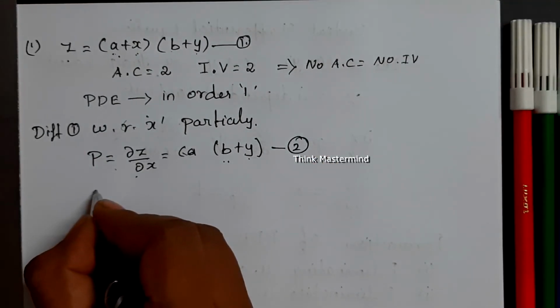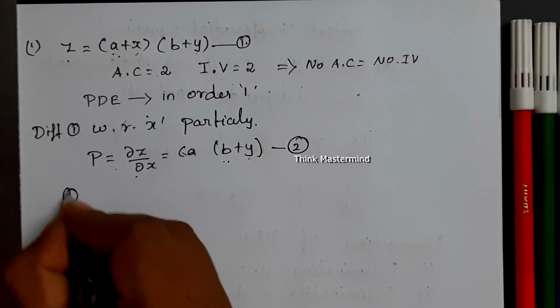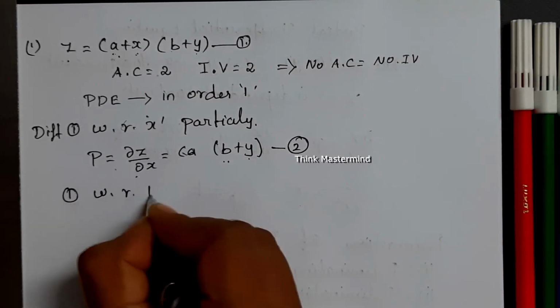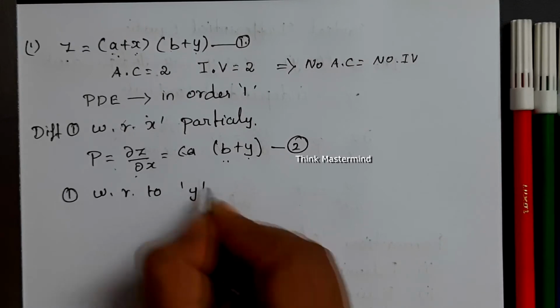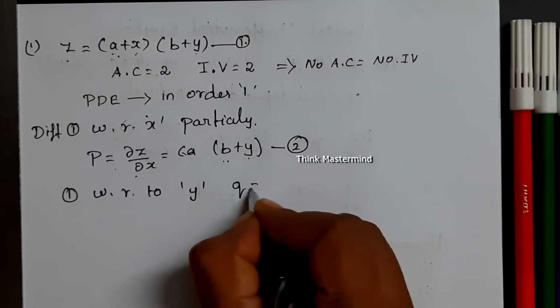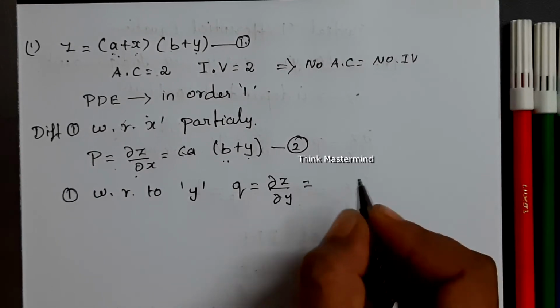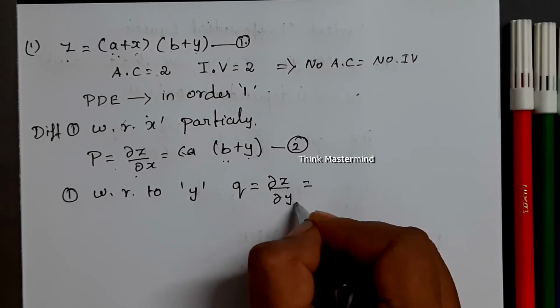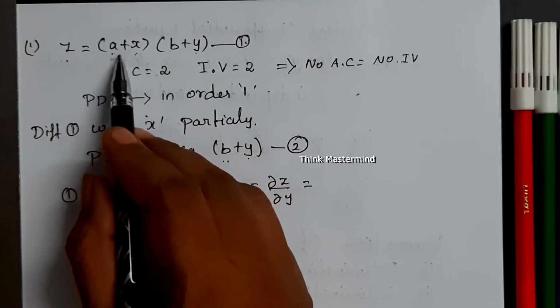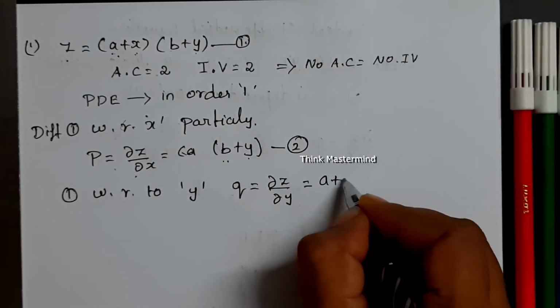Next, differentiating function 1 with respect to y partially, therefore q is equal to dou z by dou y, that is equal to, since you are differentiating with respect to y, it is 1, times a plus x.